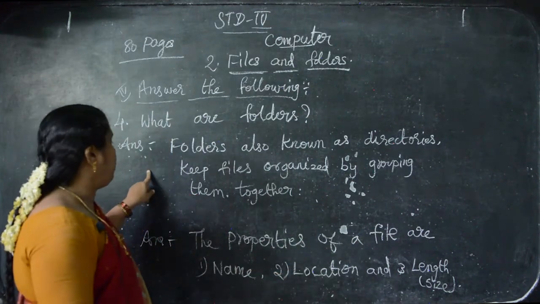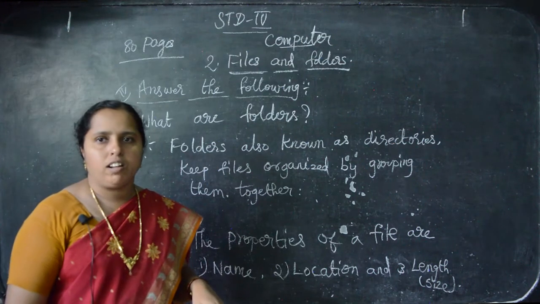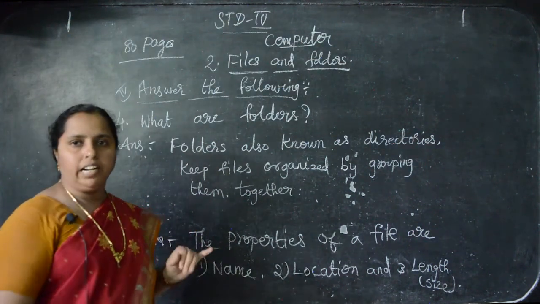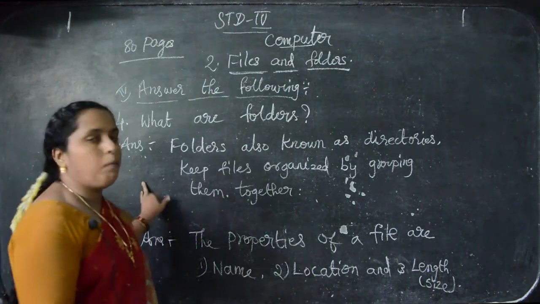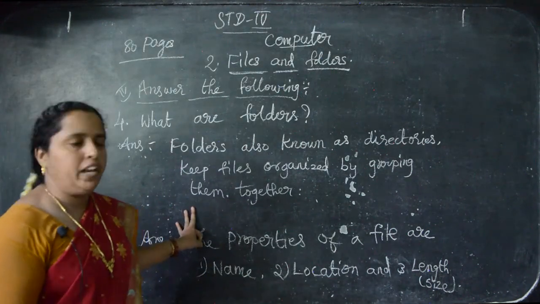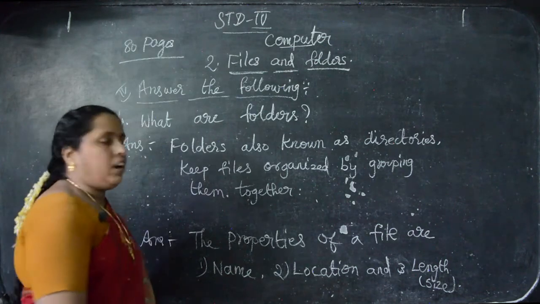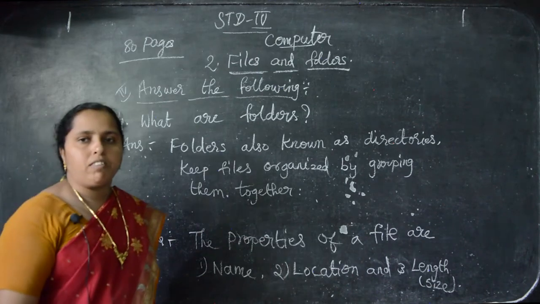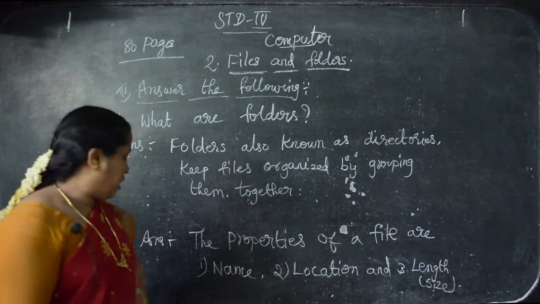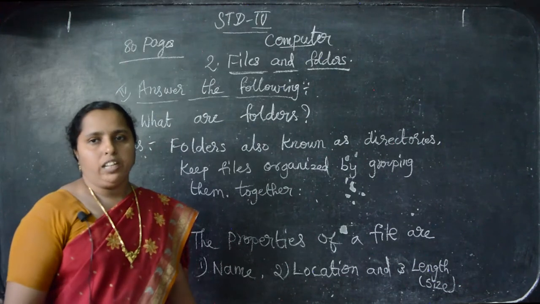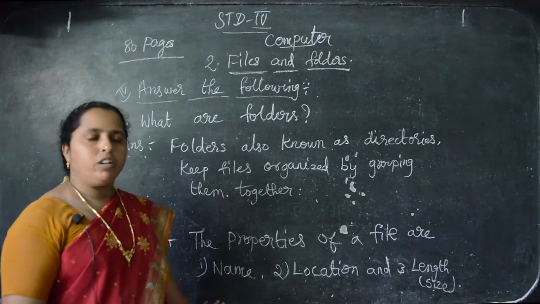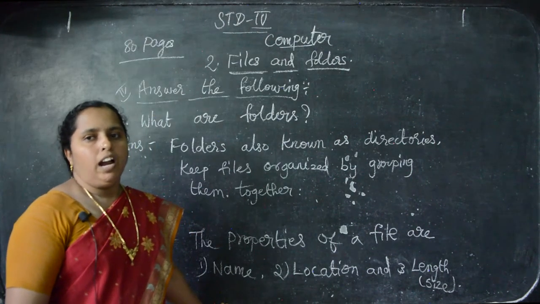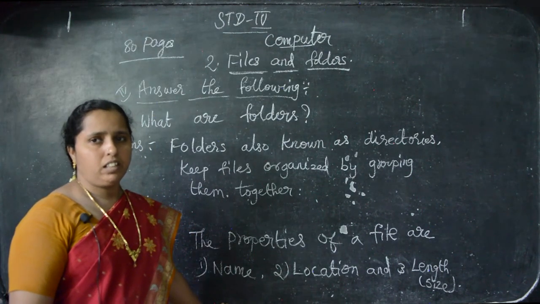So, how many questions? Four questions. Have you finished this one, children? First, the dictation words you finished. Next, fill in the blanks. And next, match the following. And next, we have written the four questions and answers. All must write, children. All keep safe. You must read this one. Okay, children? Have you all finished this one? Okay, read, children. All of you read in your home. And thank you, children.